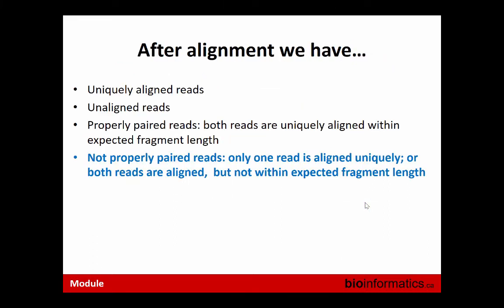So then, of course, we have properly paired. What else? We can have non-properly paired. That's another class, and non-properly paired can be of different kinds. One read in the pair is aligned, that's all right, but the other is just not aligned, probably because of sequencing error or some other reasons. However, we can have both of the reads perfectly aligned and uniquely aligned. But what can happen to those reads? That may be a question to you.